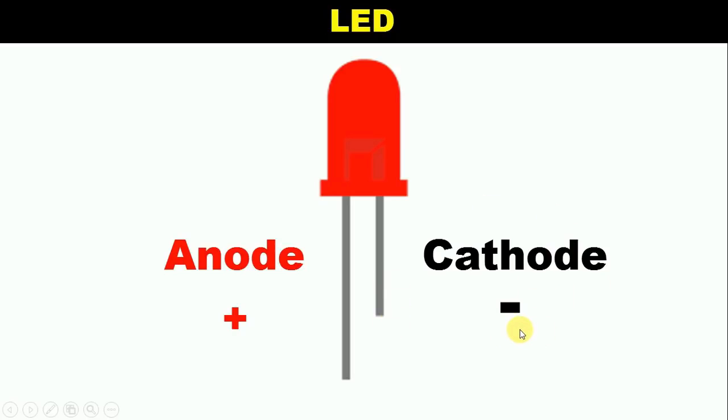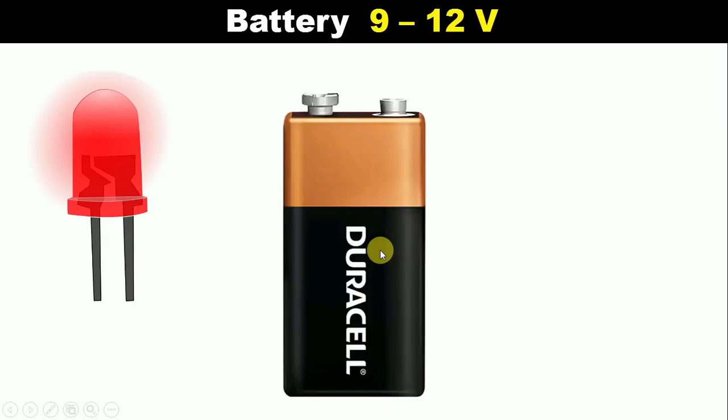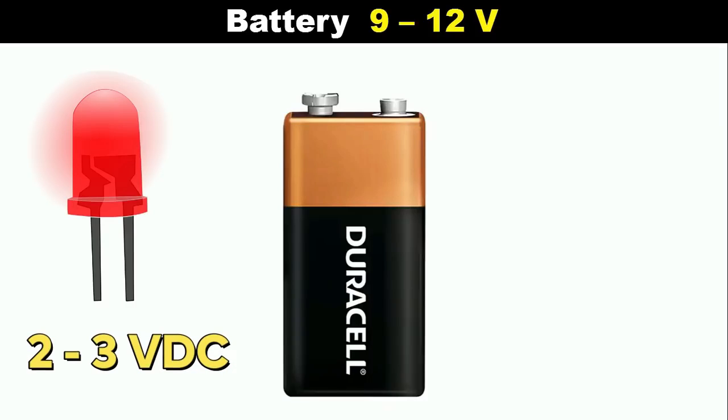Now to glow this LED, we have to connect DC power supply. And for DC power supply, we will use a battery. You can use a 9 volt to 12 volt battery here. We cannot connect power supply from the battery directly to the LED because the operating voltage of the LED is 2 volt or 3 volt.